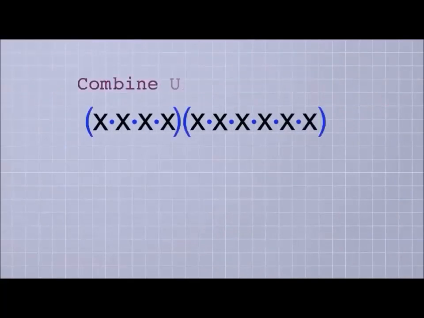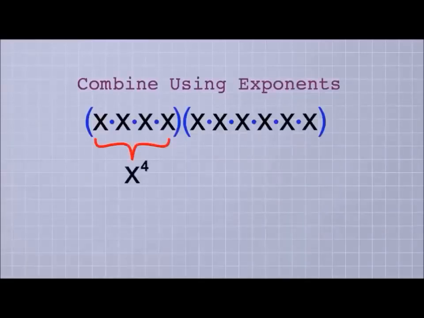If we had 10 x's all being multiplied together, we could form different groups of them and combine them using exponents. Like we could combine the first 4 x's into x to the fourth, and combine the remaining 6 x's into x to the 6th. And of course those expressions would be multiplied together since all of the x's were being multiplied. But you'd probably never want to do that, would you?